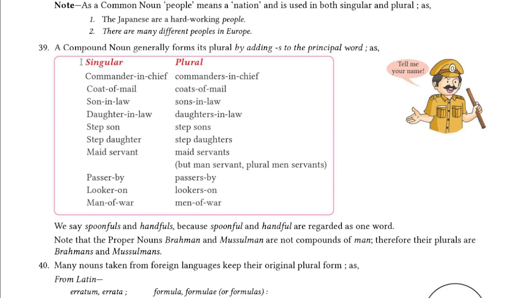Now, in point number 39, these are some compound nouns. In order to form their plural, we would simply add s to the principal word. Commander in chief, there is one principal word in it, and that is commander. We would simply add s to the principal word to get the plural form: commanders in chief.